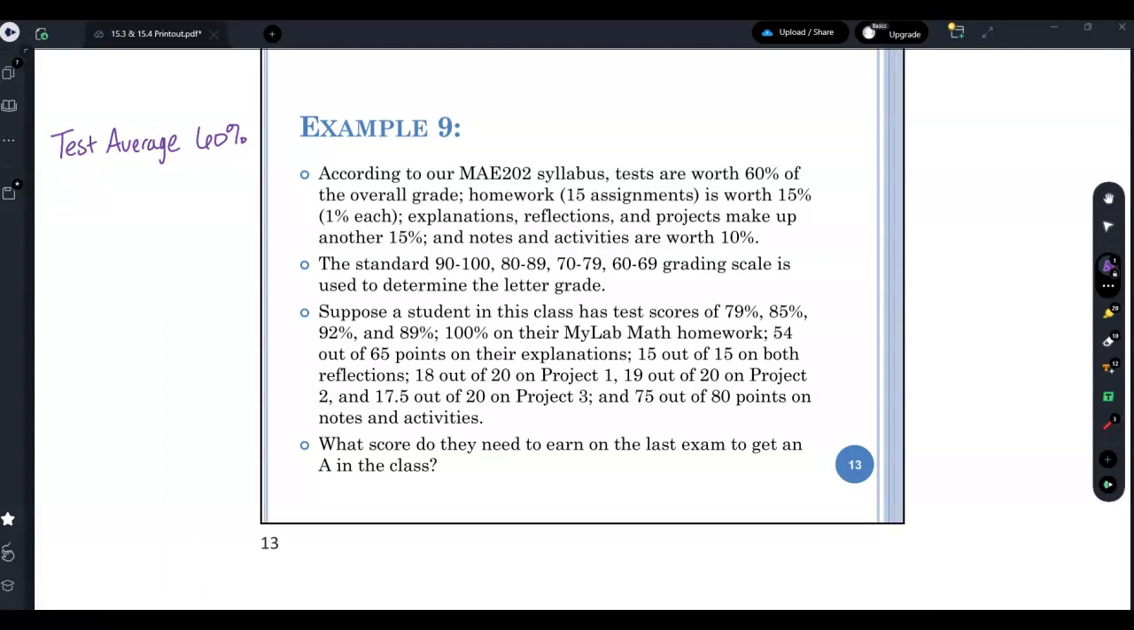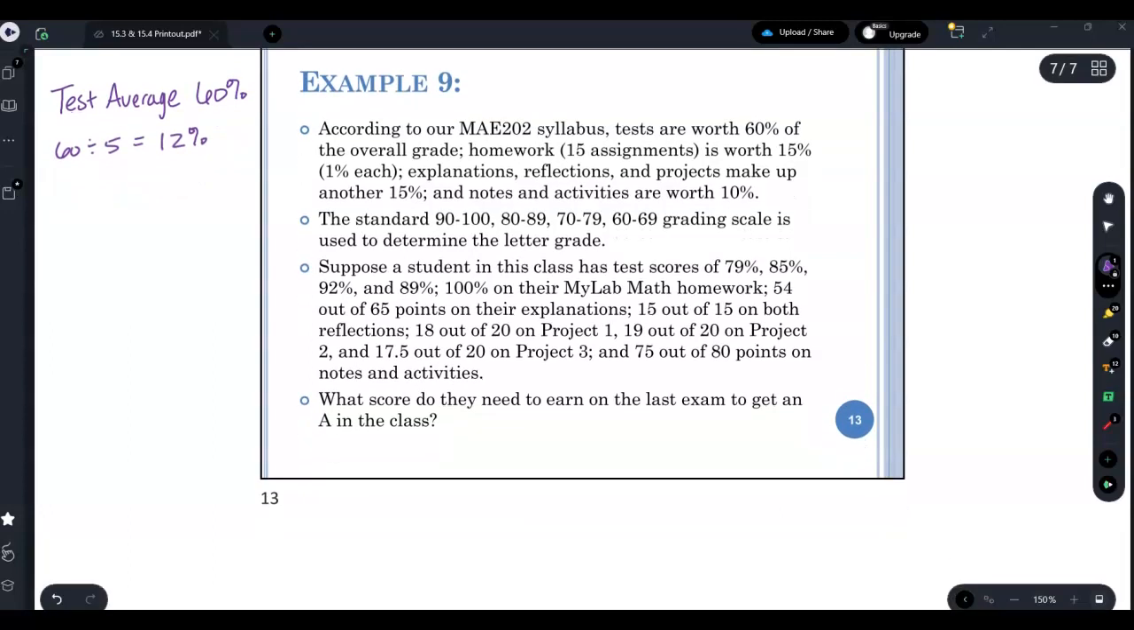However, I do know there are 5 tests in this class. So if I take 60 and divide it by 5, I get 12. That means that 60% divided among 5 tests makes them each worth 12%. So rather than finding the test average, I could just use 12% for each test individually.